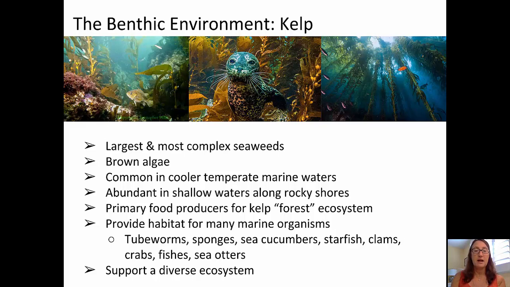Typical marine organisms that you'll find living there are tube worms, sponges, sea cucumbers, starfish, some of them called sunflower stars with 23 or 24 legs, clams, crabs, sea otters, and fish. And it supports a very different ecosystem than a coral reef, but a very attractive ecosystem as well.